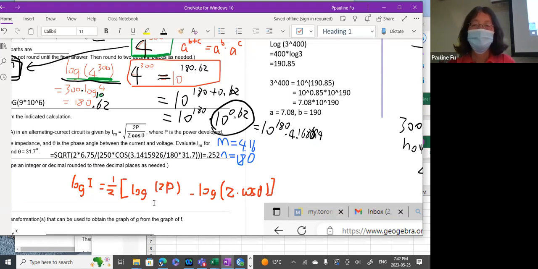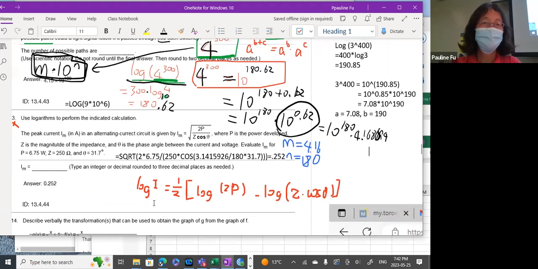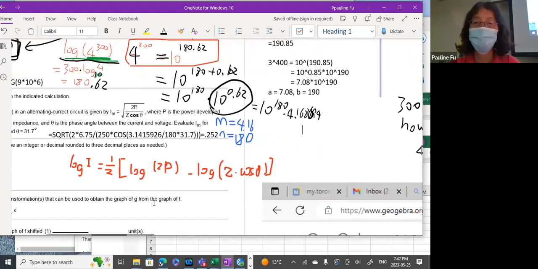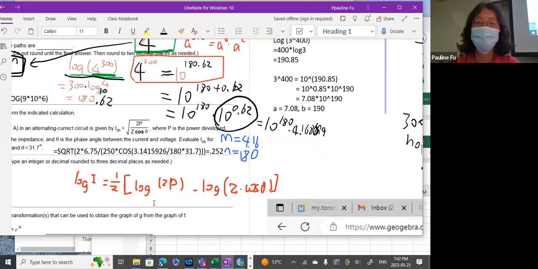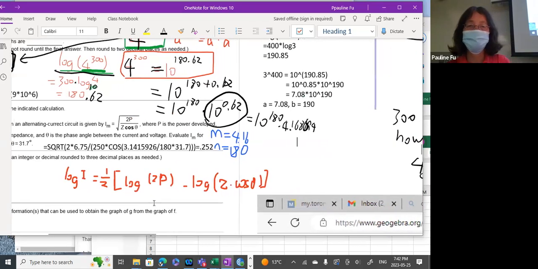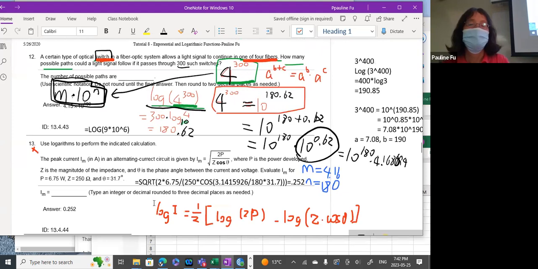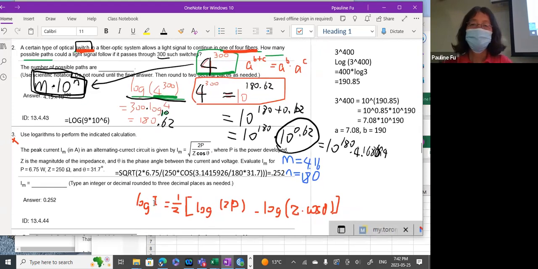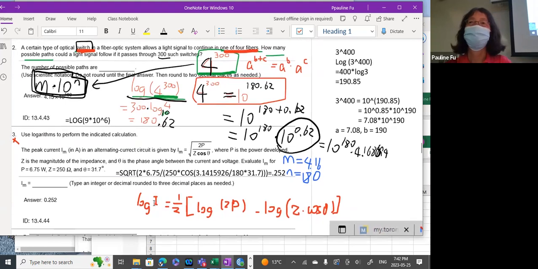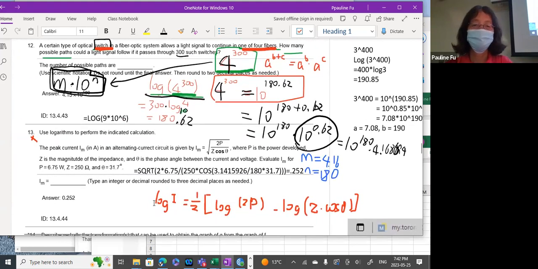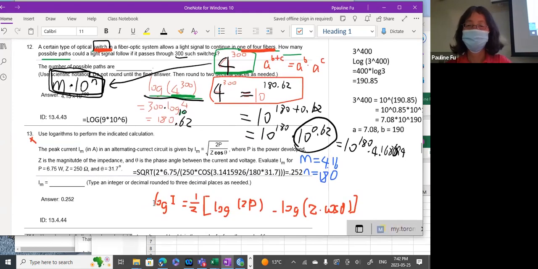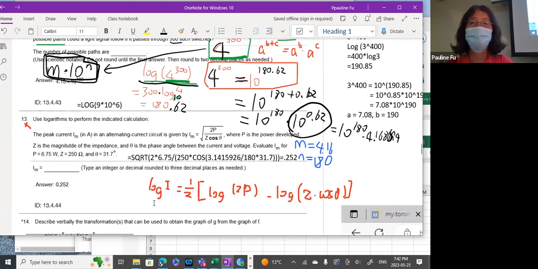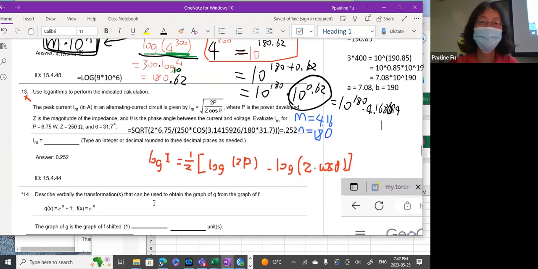Okay, so this is our final answer: 4.16 times 10 raised to power 180. Any questions? Question 13. Shall we move to next question? Question 13.